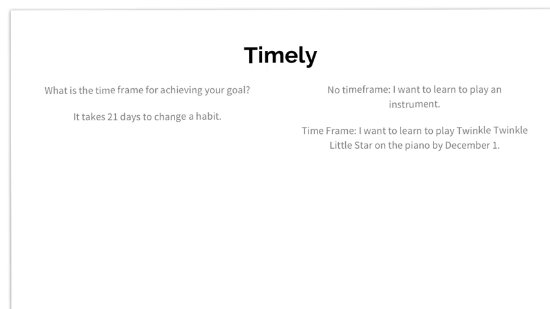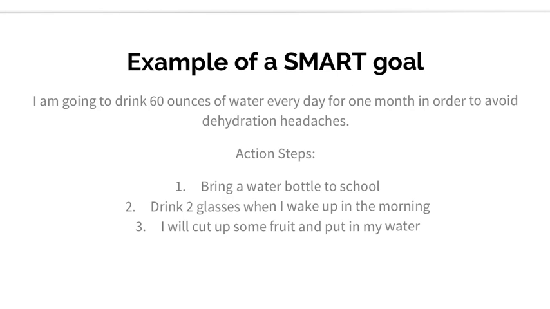For instance, I want to learn to play an instrument. Well, that's great, but you have no time frame for being able to assess yourself and how you would like to learn that instrument by. For instance, here I've used a time frame. I want to learn to play Twinkle Twinkle Little Star on the piano by December 1st. So now that has given it a time frame. So by December 1st, I anticipate that I need to be able to be making progress towards this goal.